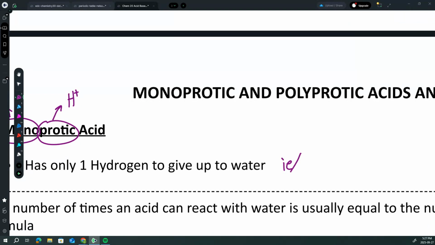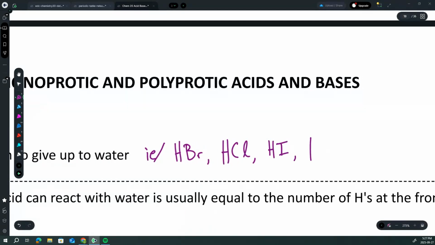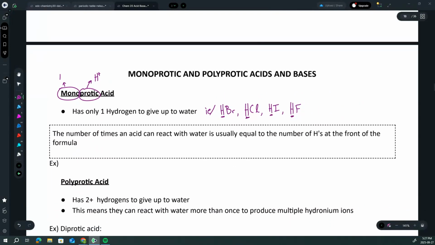Some examples of monoprotic acids would be hydrobromic acid, hydrochloric acid, hydroiodic acid, hydrofluoric acid, and so on, because all of these only have one hydrogen to give up to water. So the number of times an acid can react with water is usually going to be equal to the number of hydrogens at the front of the formula. That's helpful to know when you're writing these modified Arrhenius reactions.